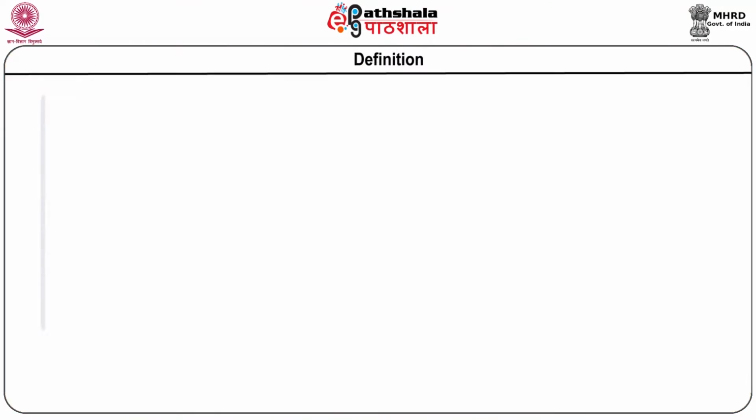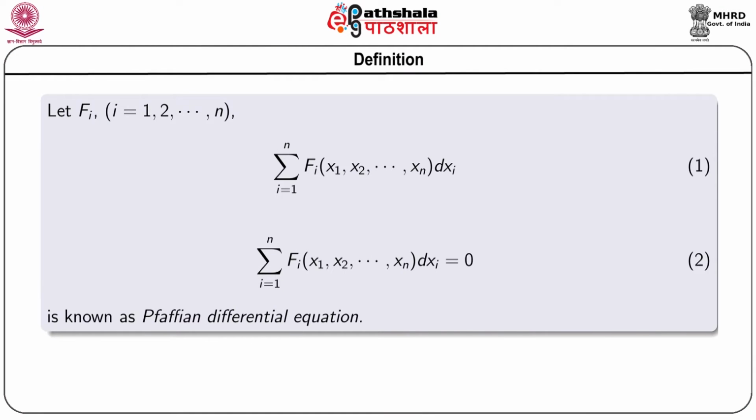So, let us go to the first slide of module 3 of chapter 1. First of all, I am defining a Pfaffian differential equation in this first slide. In equation 1, the sum of f_i dx_i is called the Pfaffian differential, and the equation sum of f_i dx_i equals 0 is called a Pfaffian differential equation. Here f_i is a function of n variables x1, x2, ..., xn.